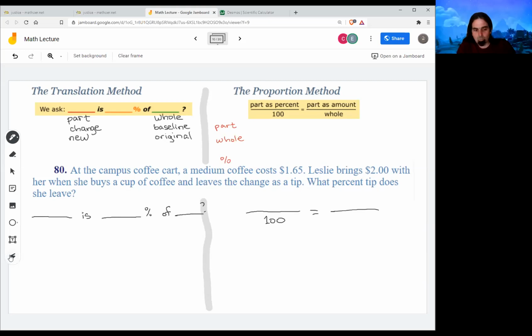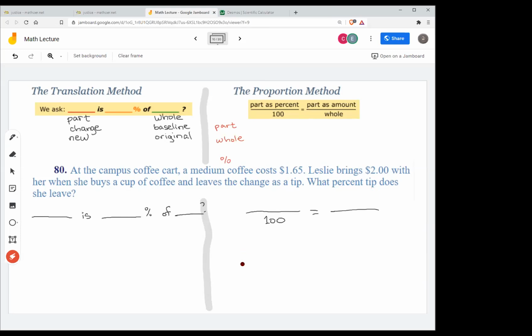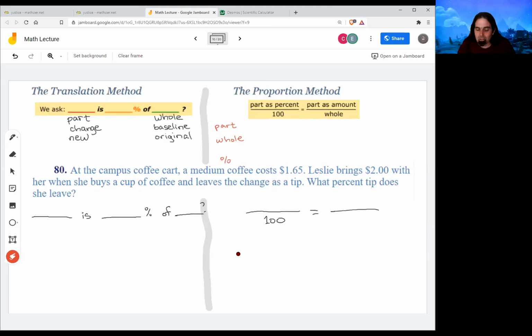You're solving a different problem. You're solving the word problem: what percent of her $2 did the coffee cost? But it doesn't ask what percent is the coffee. It asks what percent is the tip. Okay, well, never mind then. That's okay. Common mistake. Good try.